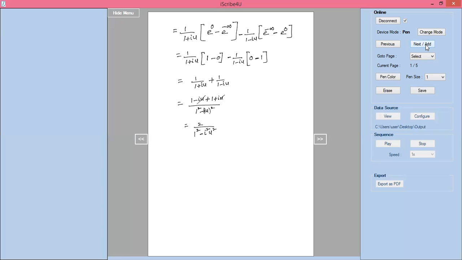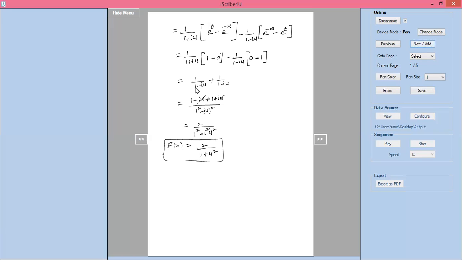So 2 divided by 1 square is 1 plus u square. Now I'll write it as f of u equal to 2 divided by 1 plus u square. Any doubts in this problem? We'll see one more problem in this.